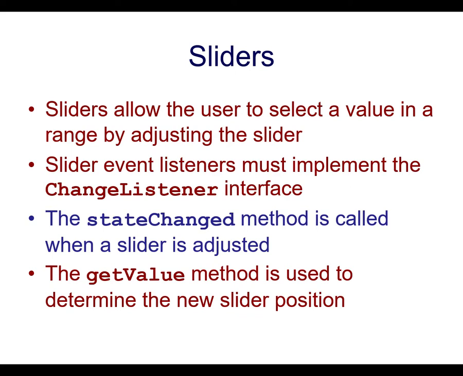It is the only method in the ChangeListener interface, so that interface is a functional interface, which means lambda expressions can be used for the event handler. In that case, the code never needs to explicitly refer to the stateChanged method. Inside the event handler, calling the getValue method is used to determine the new slider position. The default range of values is from 0 to 100.